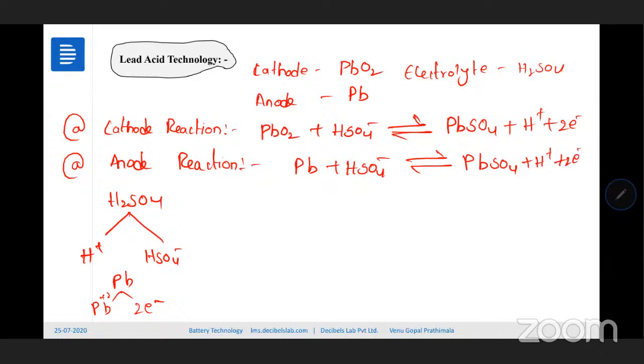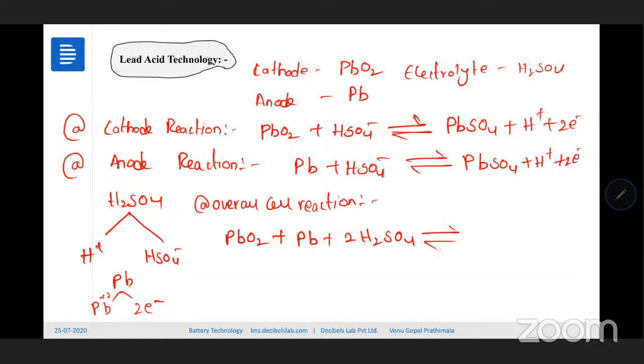The overall reaction is just the sum of the cathodic and anodic reactions. If you add these two, we get the overall cell reaction, which is PbO2 plus Pb plus 2 times H2SO4. On this side we have 2 lead sulfate, PbSO4, and water.